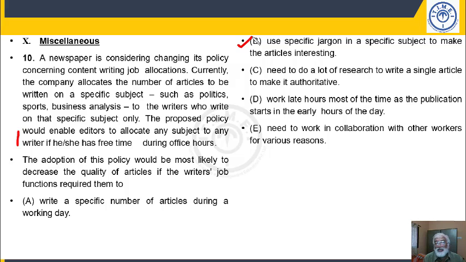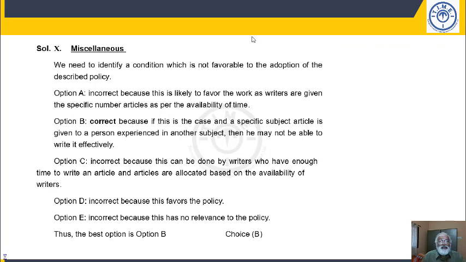Okay, so 10, your answer would be B. Fair enough. So what we have there? We need to identify a condition which is not favorable to this policy. A is incorrect because it's likely to favor them, because you're saying you give them a specific number of articles as per availability of time and they will probably do what they need to do.